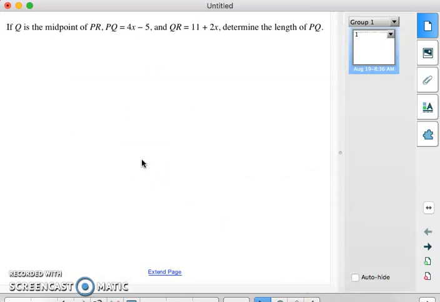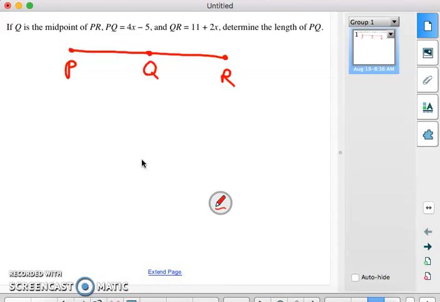So let's draw a picture, right? Q is the midpoint of PR. So let's draw PR first, and Q is in the very middle. It's the midpoint. Remember, if it's a midpoint, it means it cuts the full segment PR into two congruent pieces, right? So let's now label the segments we're given.